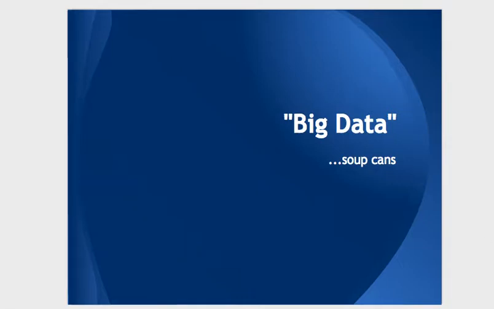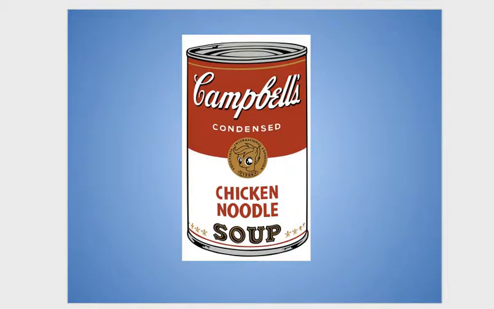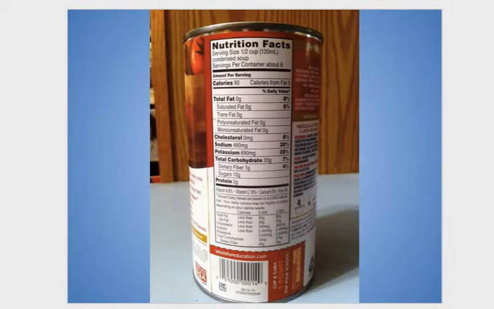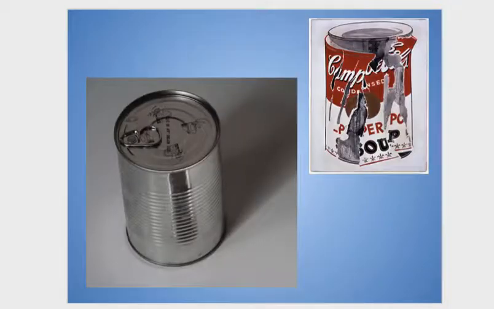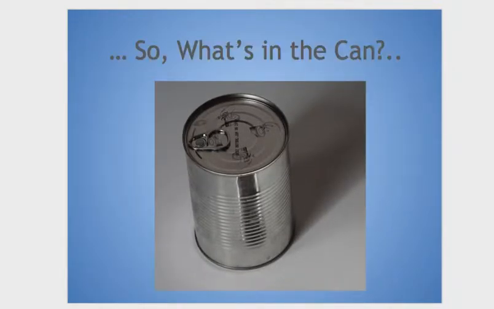So I want to take just a couple of minutes and try to introduce you to the concept of big data, and I'm going to try and do that through a metaphor you already know, which is a soup can. If you got a can of soup and you spin it around, you can sort of read what's on the inside of it, right? But let's say for whatever reason you lose that label. So then what's in the can?